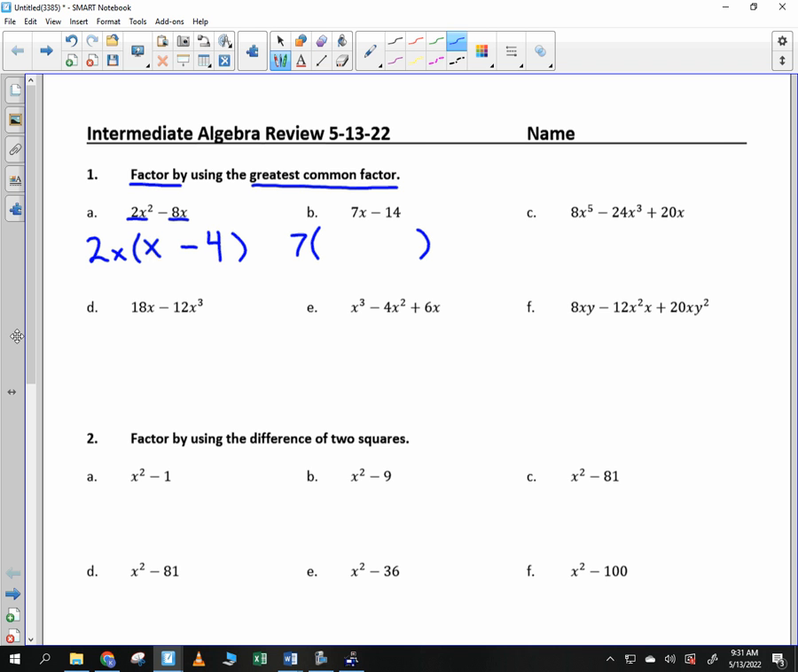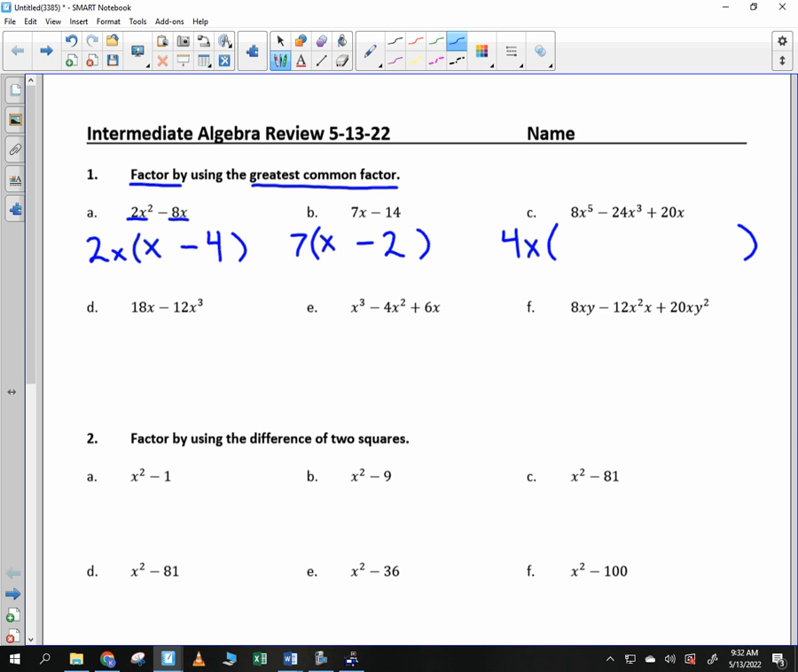For the next one, 7x and 14, 7 divides evenly into both. 7 times what is 7x? 7 times x. 7 times what is 14? 7 times 2. So again, that's a greatest common factor factoring method. You can see in the next one that 8, 24, and 20, they're all divisible by 4. So I can factor out a 4. And then you can also see that each one has an x.